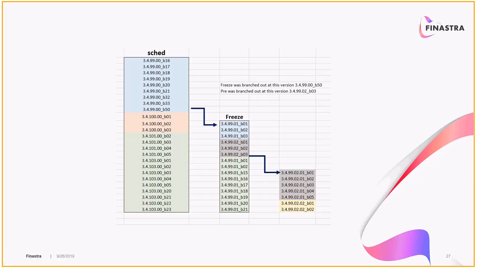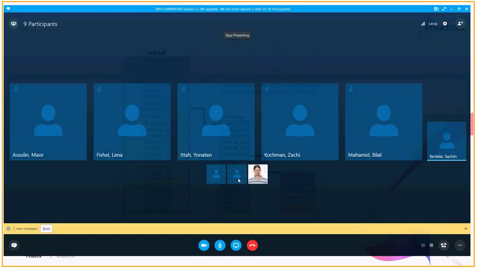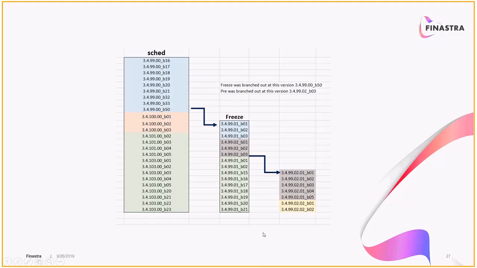But from a higher version to a lower version, if we are coming back, the DB upgrade needs to know from where to start. For that we have a branch label column in the version table. Whenever a branch happens from SCADE to freeze, this is the branch label maintained there.